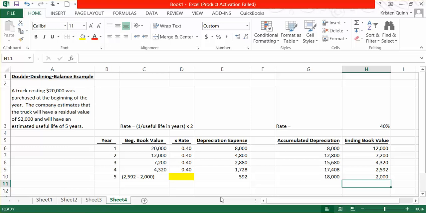So keep that in mind, because if you mistakenly had multiplied the $2,592 beginning value by the 40% double declining balance rate in year 5, your ending book value would have been lower than $2,000. And again, your ending book value in the last year cannot be below your residual value.